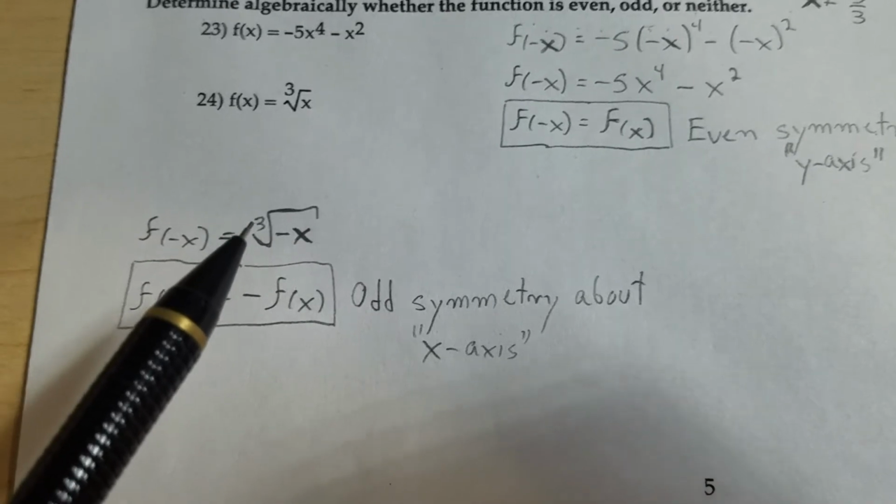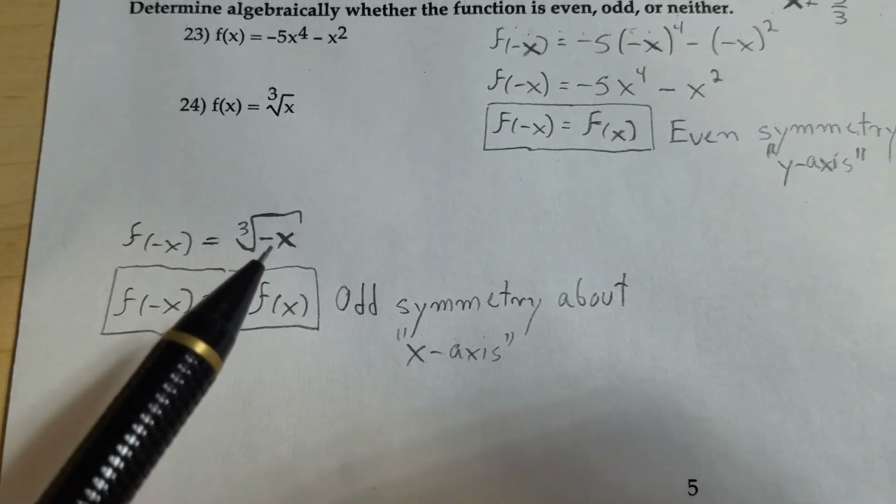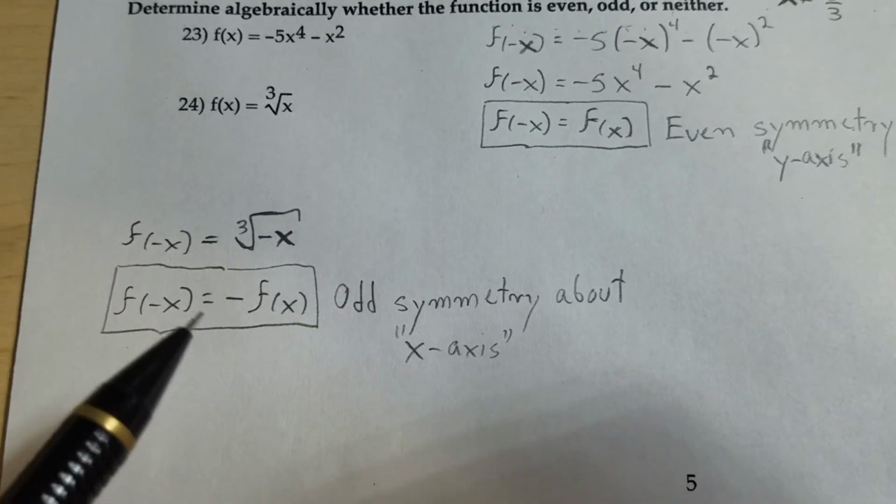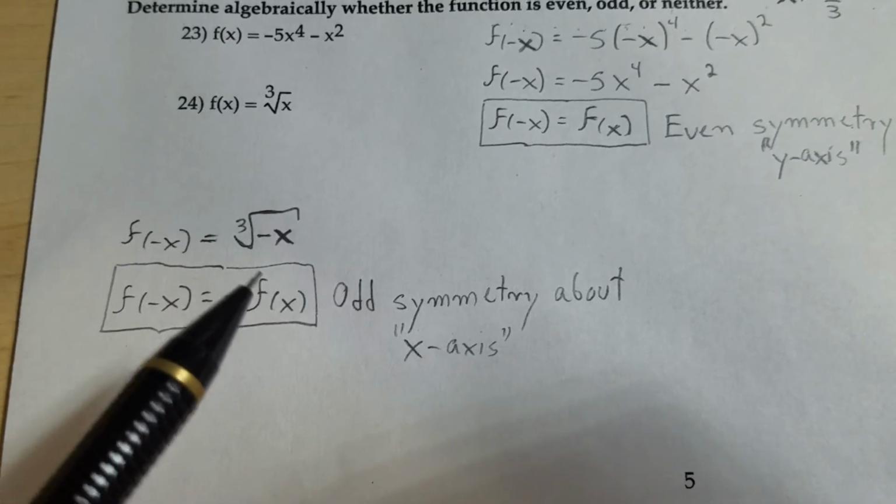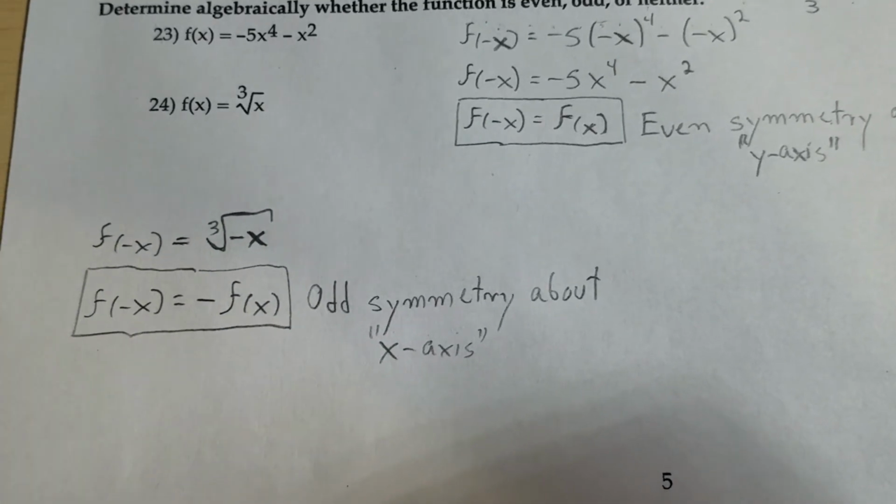So right away you can tell that the cube root of any given negative number is going to be a negative number at the end. So that function is going to be odd.